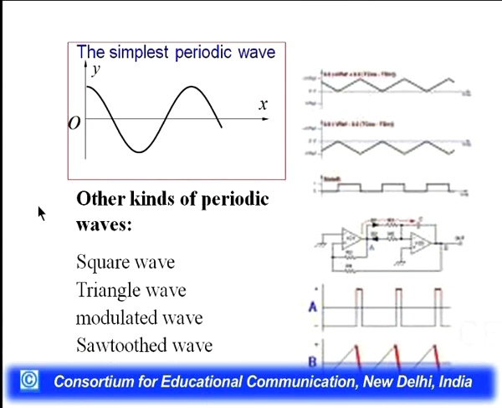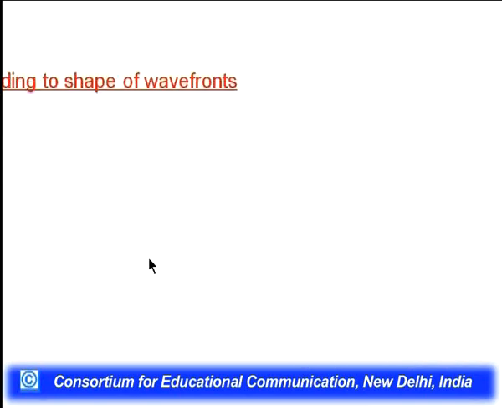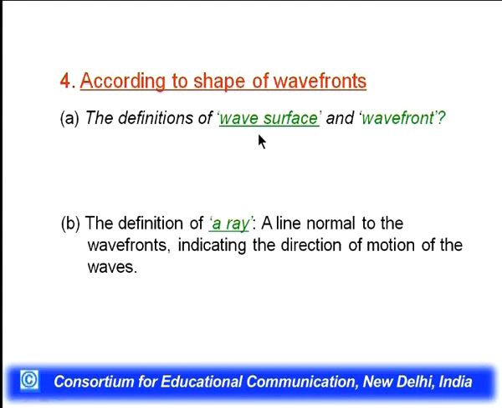They repeat after a particular interval. Now, according to the shape of wave fronts, these waves are divided into two parts. Number one is the wave surface and the wave front, and second is the ray, a line normal to the wave front indicating the direction of motion of the wave. Or we can define it as: wave fronts are perpendicular to the direction of the ray.